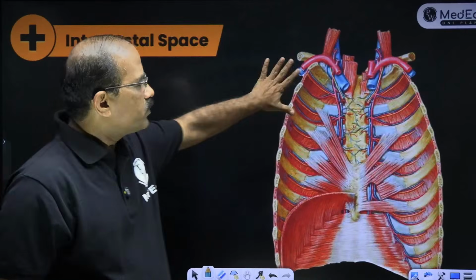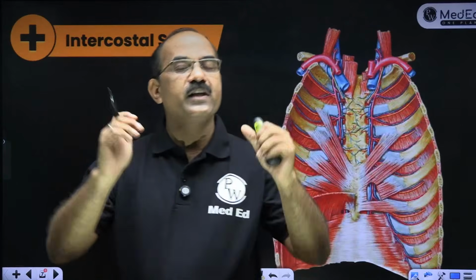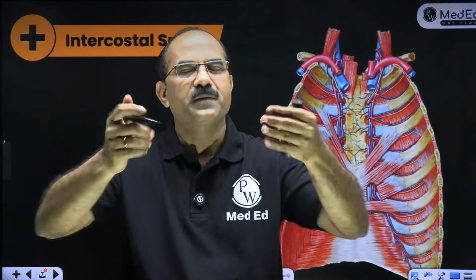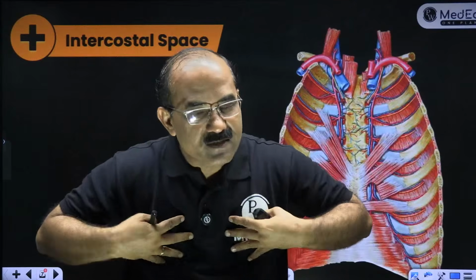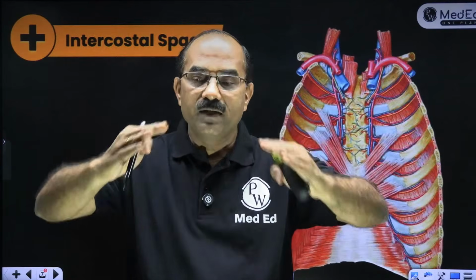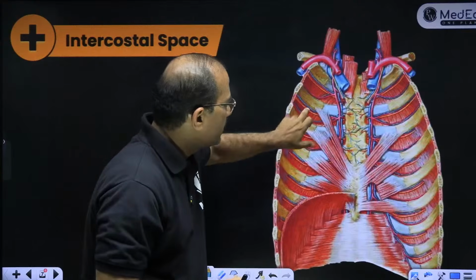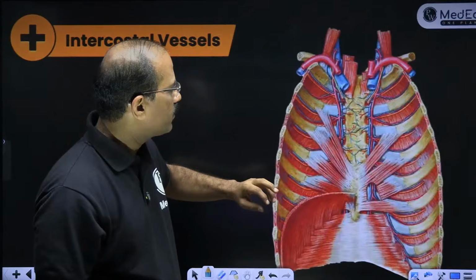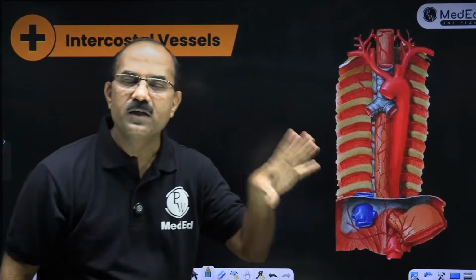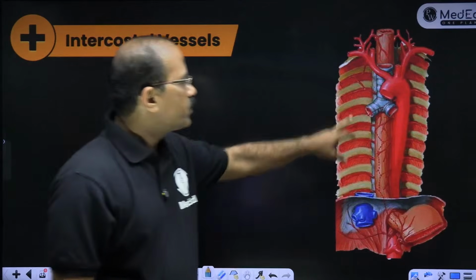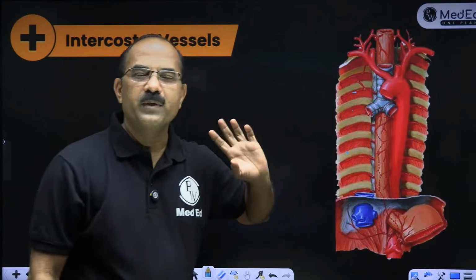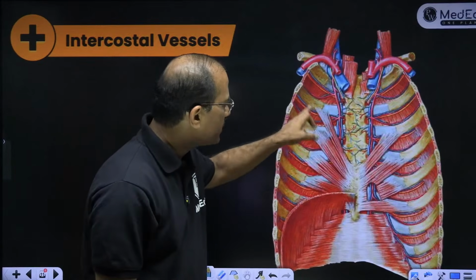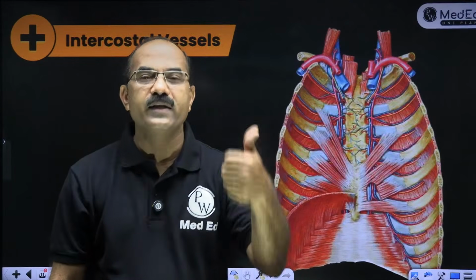Now, the intercostal space begins from behind and comes in front. The spaces in front, this is what we call the anterior intercostal spaces. What are these spaces? These are the posterior intercostal spaces. So these arteries, what will be their name? Posterior intercostal arteries. And these arteries will be the anterior intercostal arteries.